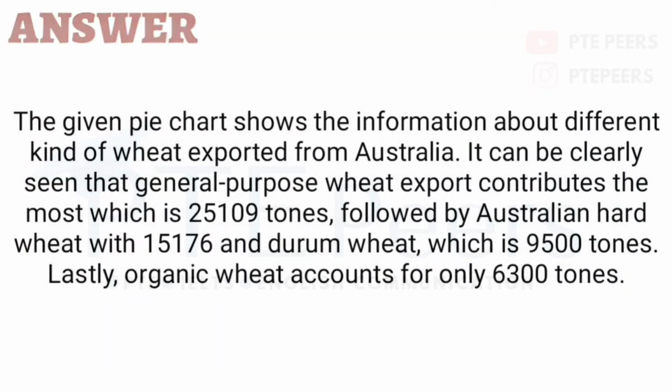The given pie chart shows the information about different kinds of wheat exported from Australia. It can be clearly seen that general purpose wheat export contributes the most, which is 25,109 tonnes, followed by Australian hard wheat with 15,176, and durum wheat, which is 9,500 tonnes. Lastly, organic wheat accounts for only 6,300 tonnes.